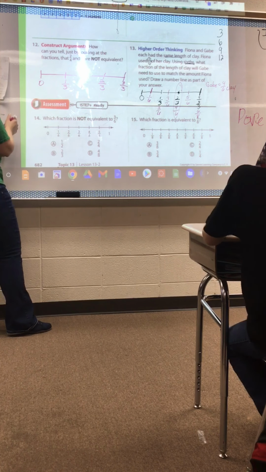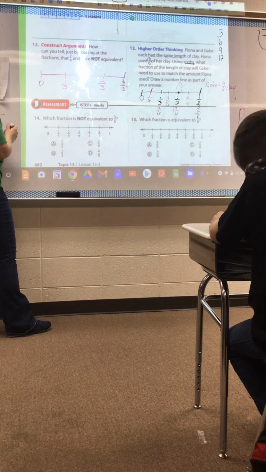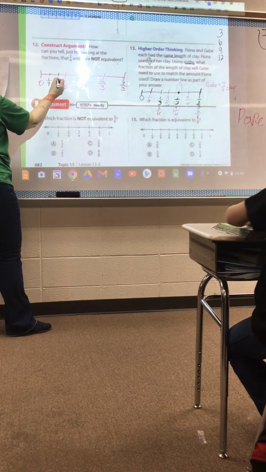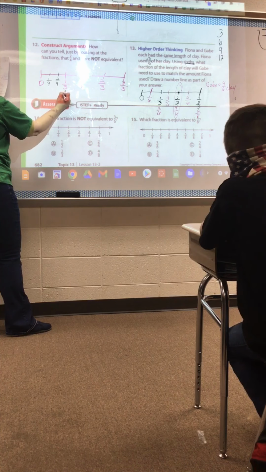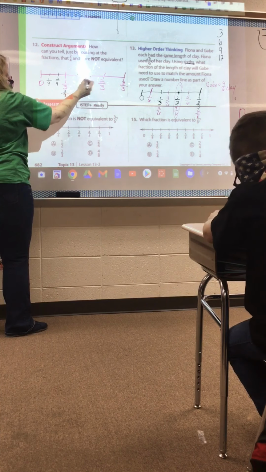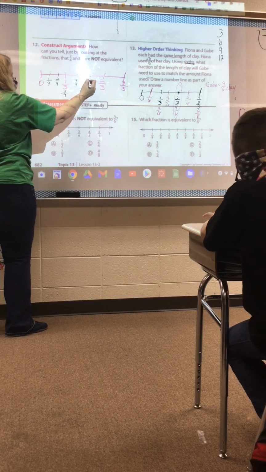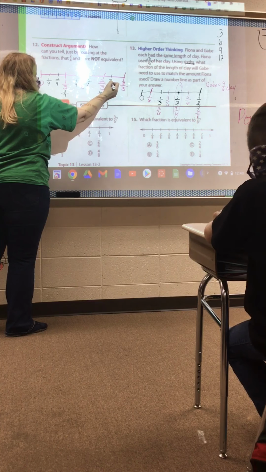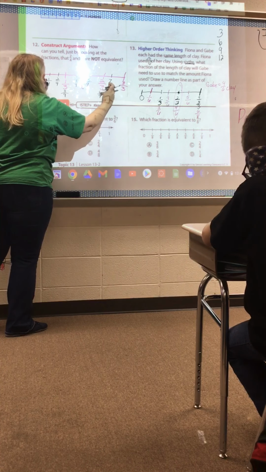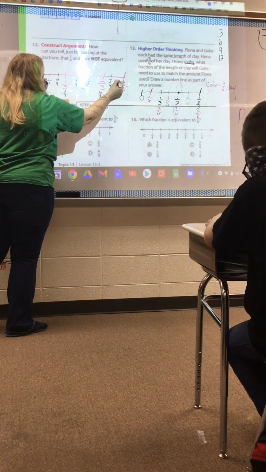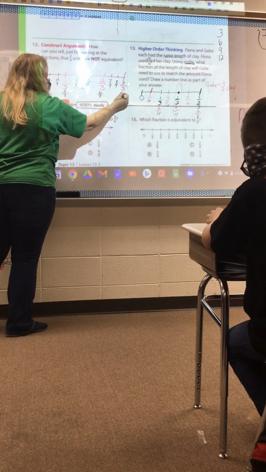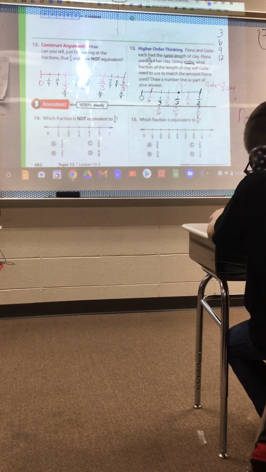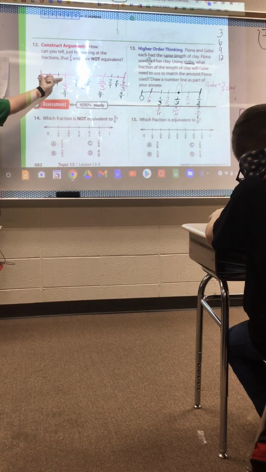So I would break this one piece into 3 pieces by making 2 tick marks. So I get 1 ninth, 2 ninths, 3 ninths, 4 ninths, 5 ninths, 6 ninths, 7 ninths, 8 ninths, 9 ninths. Okay? That's how you break it up more. Because you're taking however many it takes to make 1.